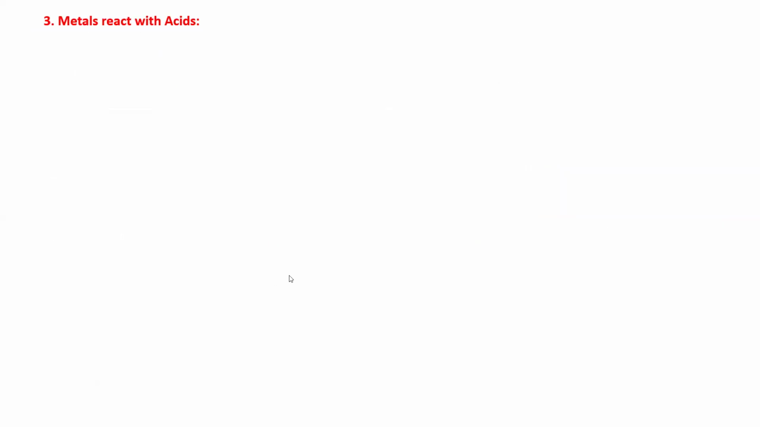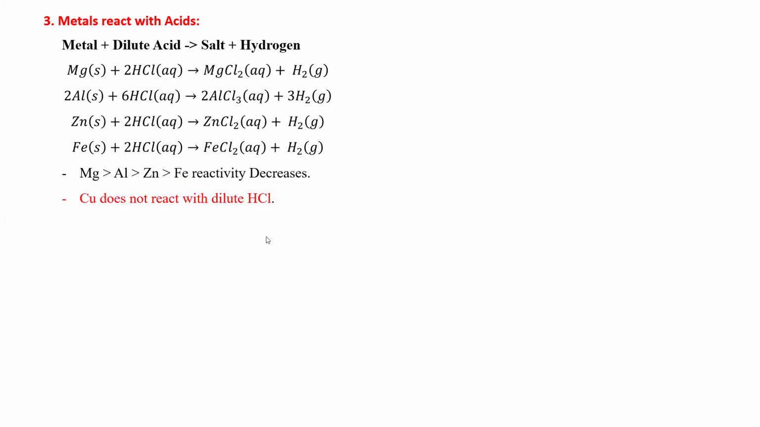Next, metal reaction with acids. Earlier, first we saw metal with air. Next we saw metal with water. Now we are going to see the metal reaction with acid, how it is going to behave. So now here you see that metal is going to react with dilute acids, and it is going to give us salt and hydrogen. So some examples are here.